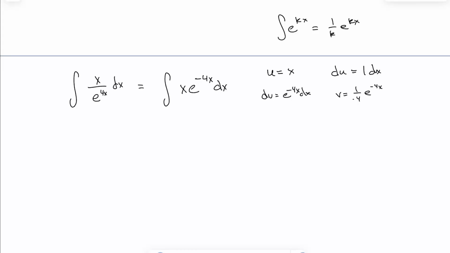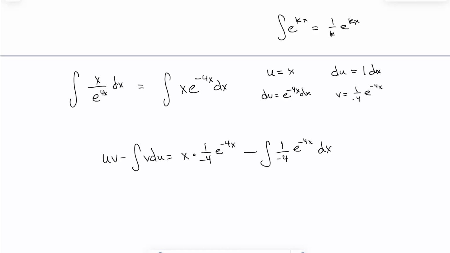And then do your business. It is uv minus integral v du. And the answer is: u is x, v is 1 over -4 e to the -4x. Okay, that's uv minus integral v du. V is 1 over -4 e to the -4x, and then du is 1 dx, like that. How am I doing? All right.